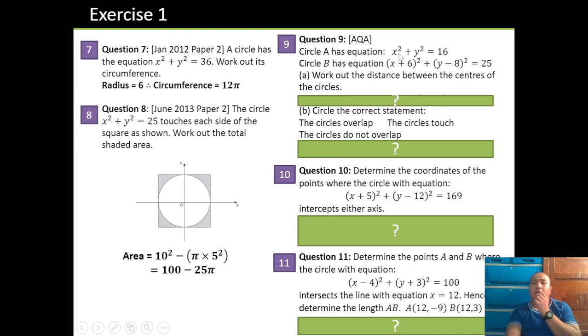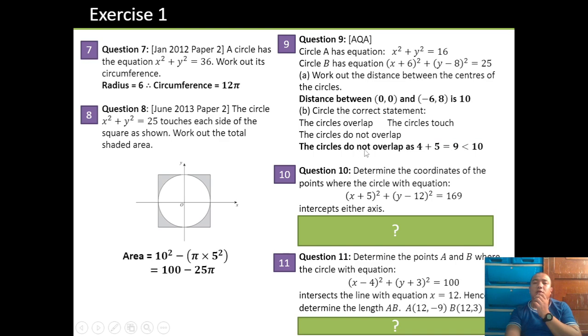Next, circle A has this equation. Circle B has this equation. Find the distance between the centers of the circles. The center here is the origin, and here it is negative 6, 8. So 36 plus 64, square root of 100, so 10. Circles overlap, circles touch, or circles do not overlap? Okay, the circles do not overlap, as 4 plus 5 is equal to 9, and 9 is less than 10.